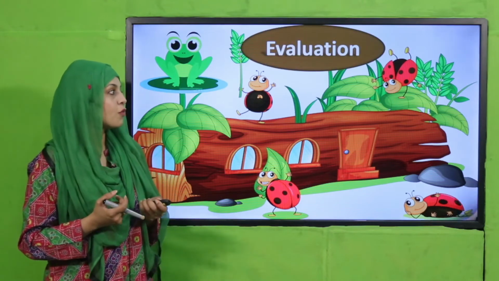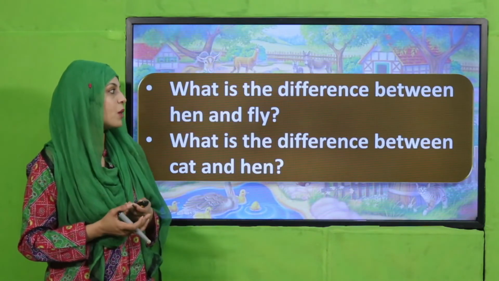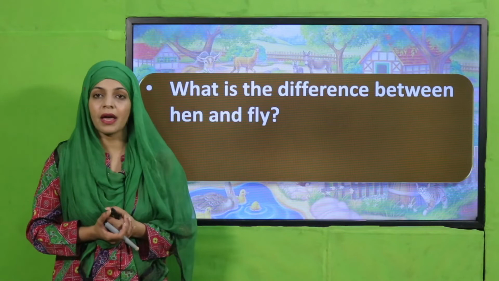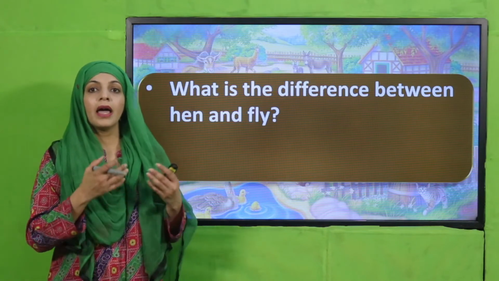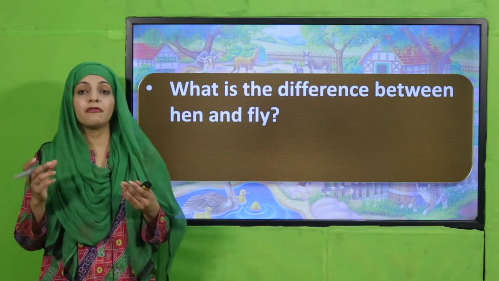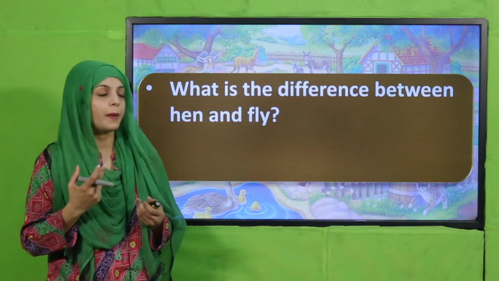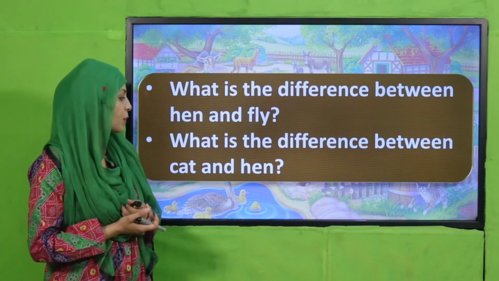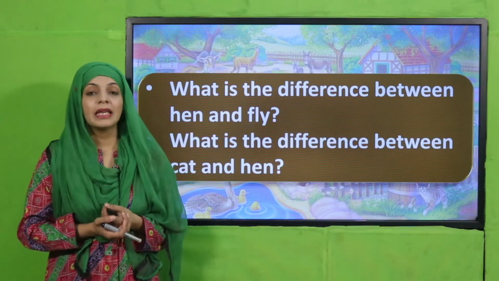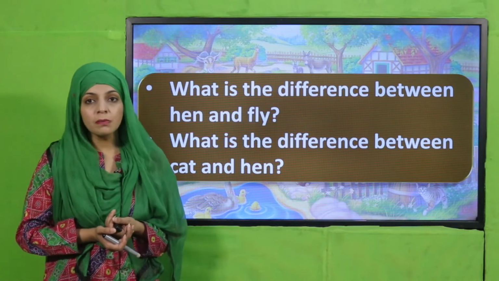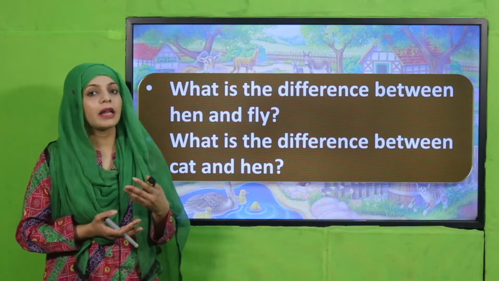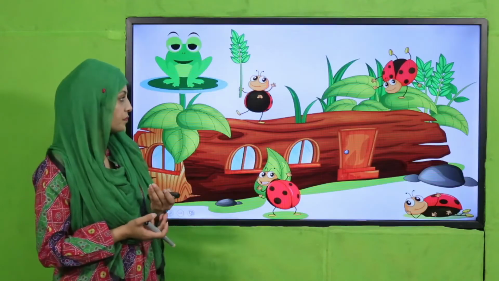Okay. So now let's move forward towards evaluation. Quickly tell me what is the difference between hen and a fly. A hen cannot fly whereas a fly जो मक्खी होती है it can fly. So what is the difference between cat and hen? Cat eats meat. Hen does not eat meat. Cat has fur. Hen has feathers.